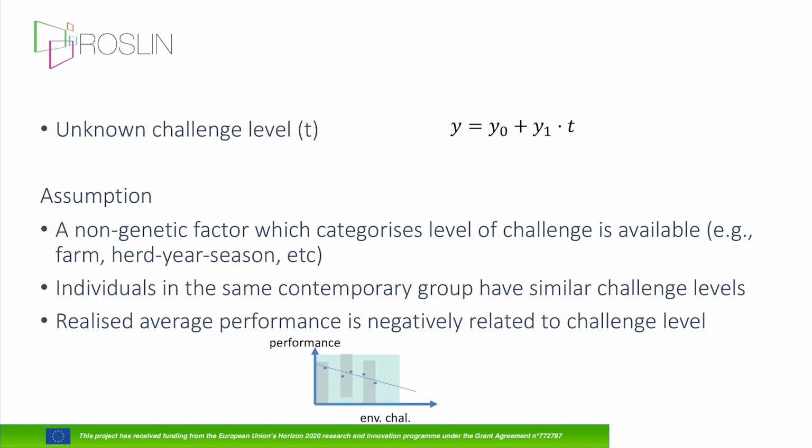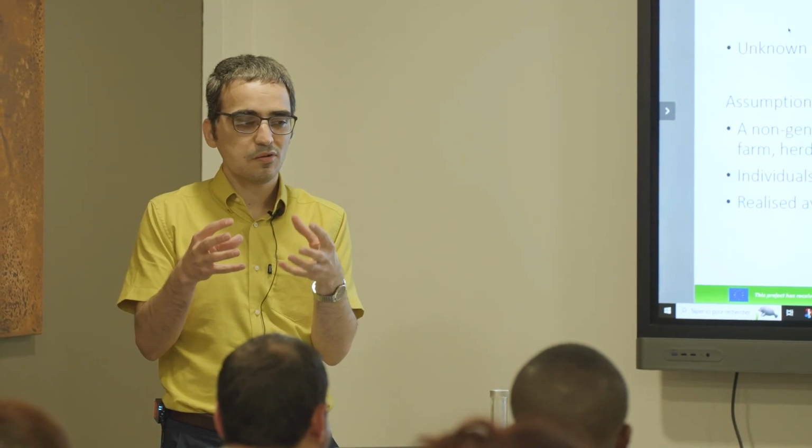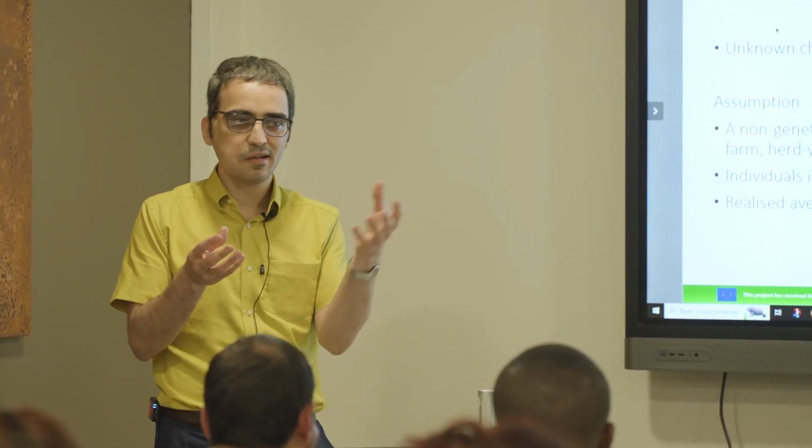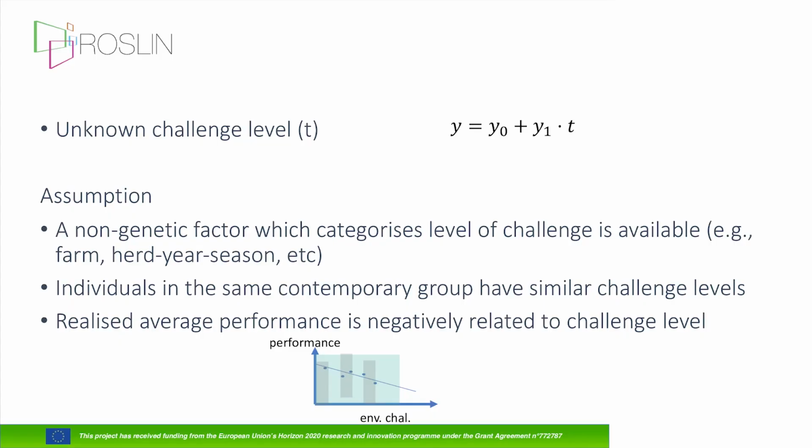Now here, we assume that we don't have the t, but we have something else. We have, for example, the farm effect or the group number of the animal that it comes from. So this is a non-genetic factor that categorizes the challenge level. And then we assume that, like probability, all the animals within the same farm are exposed to exactly similar challenge. This is a little bit not true because animals in the same farm may be a little bit more or less exposed to challenge. But here we assume, because we don't have any other way, we calculate one farm effect and we say all the animals in this farm are exposed to this challenge.